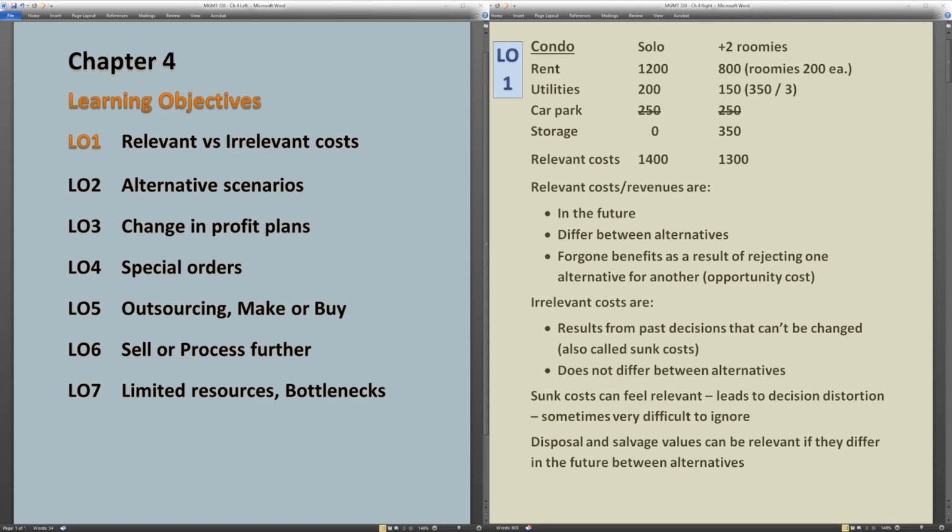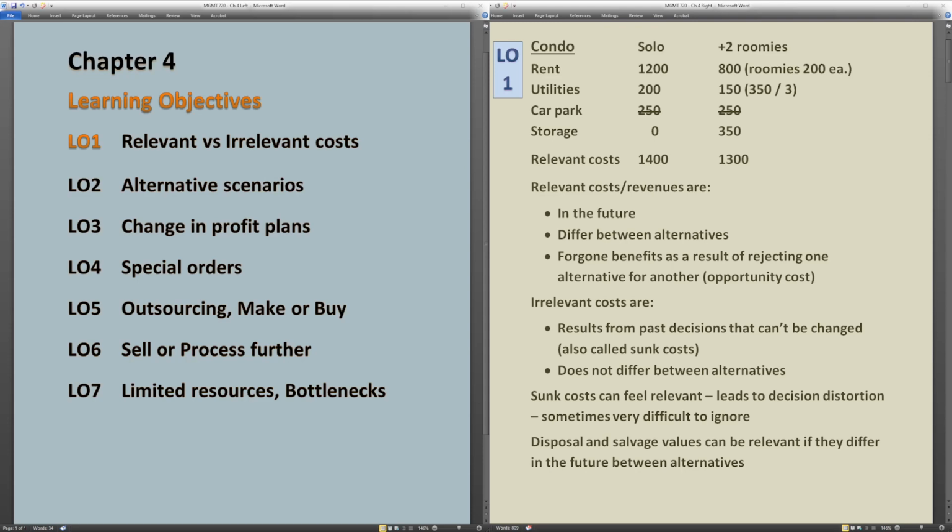Sunk costs are sometimes called throwing good money after bad. It can lead to decision distortion because you feel like you've already spent so much money on something that you need to see it through, and it can be difficult to ignore. But from a managerial standpoint, it's an irrelevant cost. Whatever money you've spent in the past, if it doesn't affect something in the future, then you shouldn't consider it. But human nature is such that it's very hard to ignore sunk costs. So that should be a trigger for you as a manager: are you obsessing or overly focused on sunk costs when you shouldn't be?